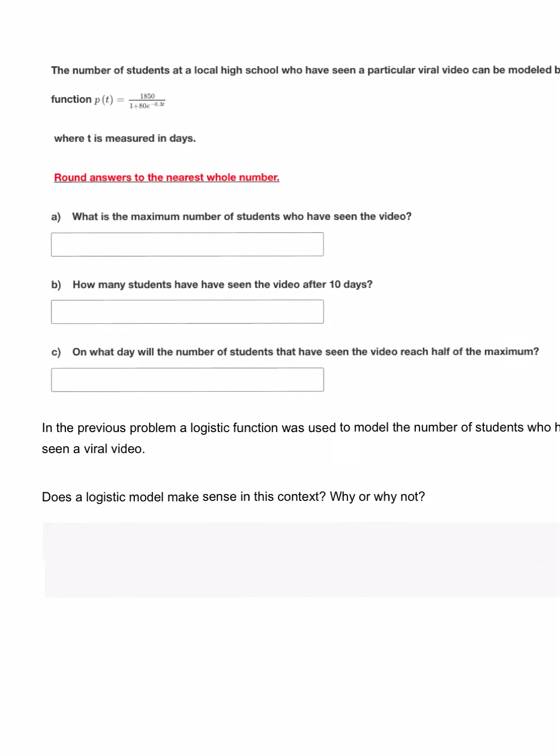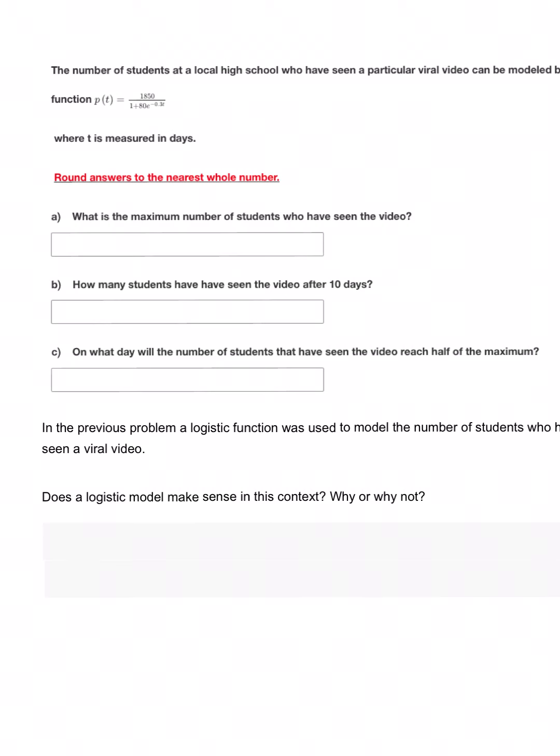In this video, we're going to go over number 4 and 5 from the Chapter 3 practice test. So here we have the number of students at a local high school who have seen a viral video can be modeled by this function here. And hopefully right away we recognize this as a logistic growth function.